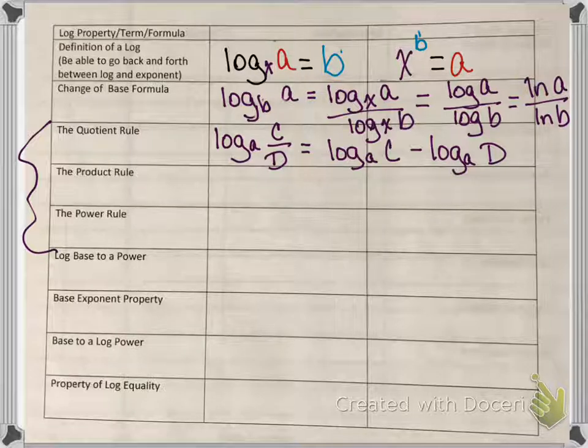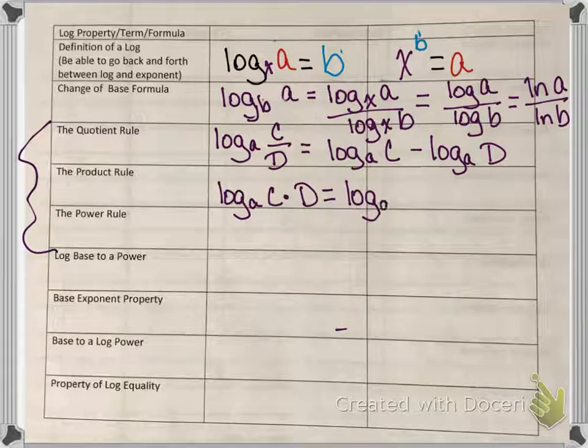Now the product rule. If I had x to the 5th times x to the 6th, what would I do with those exponents? Add them. Okay? Same here. If I have log base A of C times D, that's going to equal log base A of C plus log base A of D.